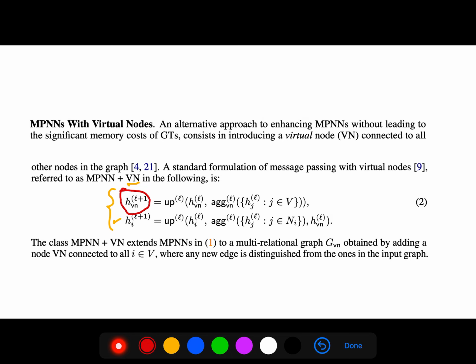So let's look at the interactions. They depend on themselves. Also, they depend on the aggregation on the virtual nodes. But here j is in the vertices of the graph, and j here is in the neighbors of the node i. So we know this, so let's focus on this one, which is about aggregations of virtual nodes.